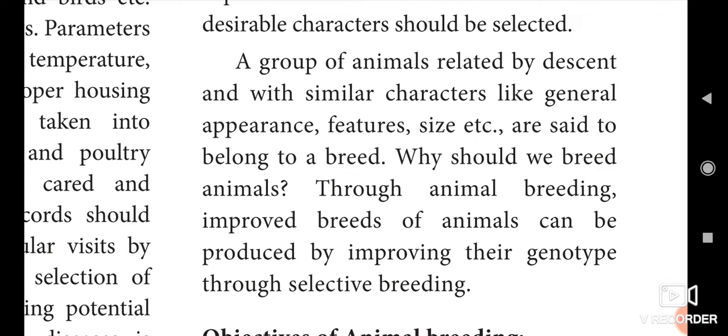Animal breeds can be improved by improving their genotype through selective breeding.